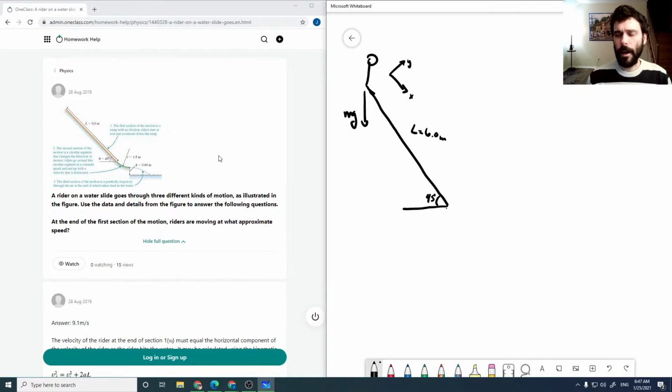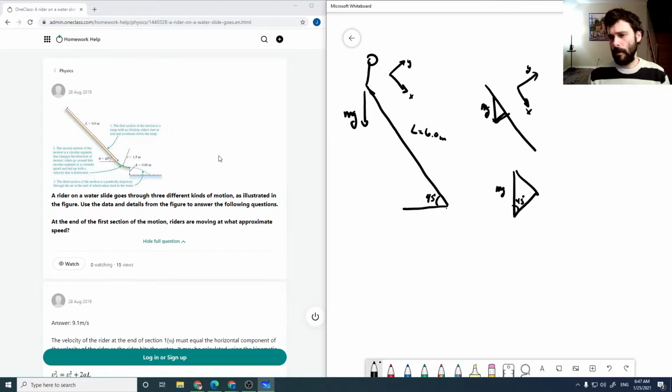So we can draw our free body diagram as mg, and decompose it into our xy axes. So our triangle that we've drawn here, that's our 45-degree angle. There's our mg. So our mg cos theta is here, and our mg sine theta is here.